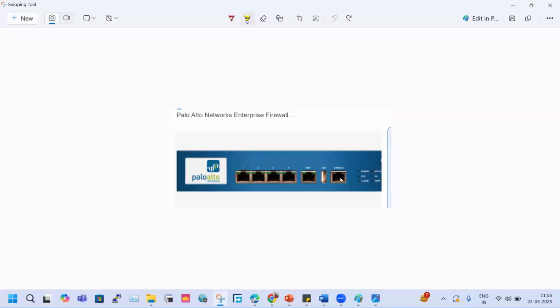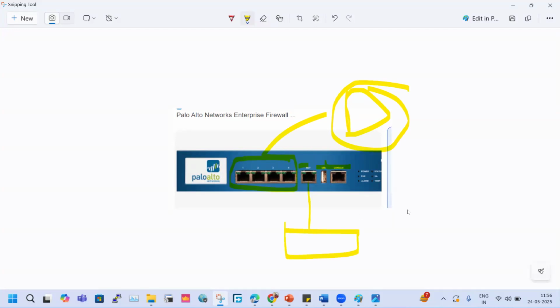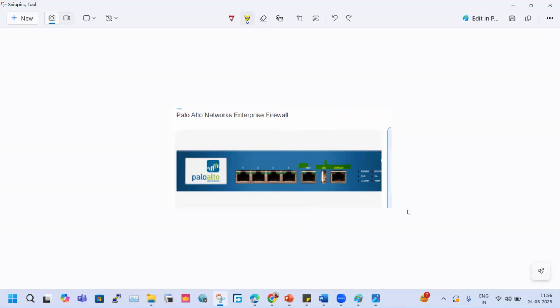You can see we have a console port, a management port, a USB port, and 4 more ports available here. These ports are the data ports available with our firewall. No port is mentioned specifically for WAN and LAN. We can use WAN and LAN by the 4 ports. These are the data ports.